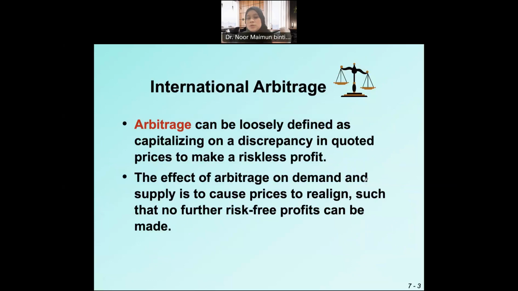Before we go in depth into what arbitrage is, you need to first understand the definition of arbitrage itself. Let me connect my writing pad. I forgot to connect my writing pad.